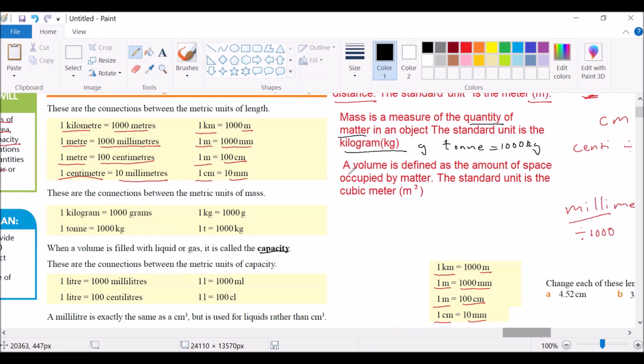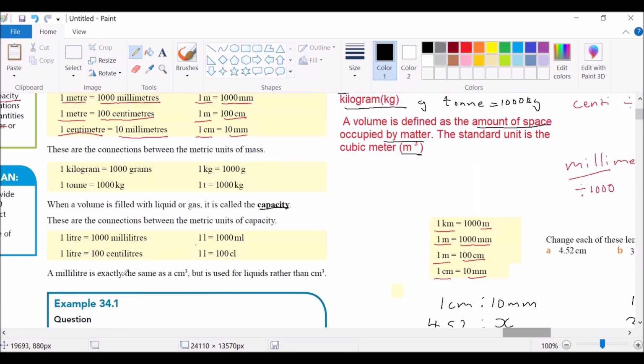Now we move to volume. Volume is defined as the amount of space occupied by matter. The standard unit is the cubic meter. When a volume is filled with liquid or gas, it is called capacity. These are the connections between metric units of capacity. 1 liter is 1,000 milliliters. The symbol for the liter is L. 1 liter is also equal to 1,000 centiliters.